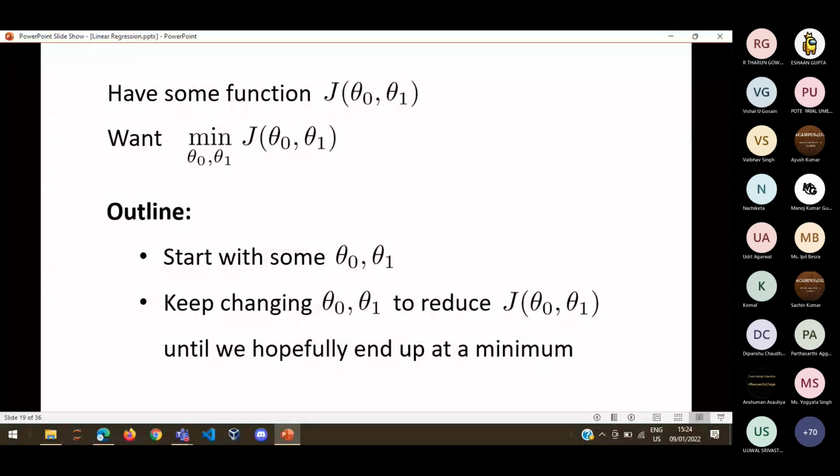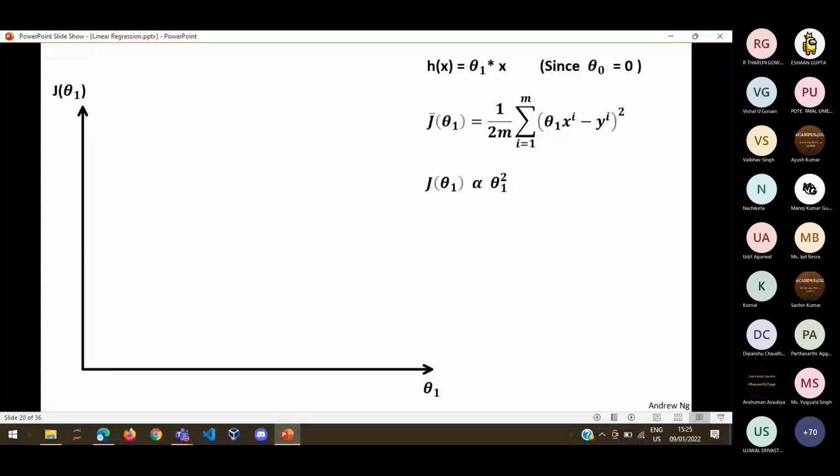So let's have a simple example here. Again, we are assuming theta naught is 0 for simplicity's sake, and this h(x) will be nothing but your equation, a line passing through the origin, and this will be your cost function. As you can see, this cost function is directly proportional to the square of theta, and thus this curve will look like a parabola. And we need to reach this minima, right?